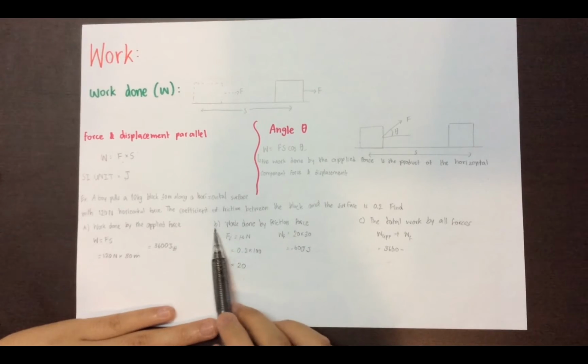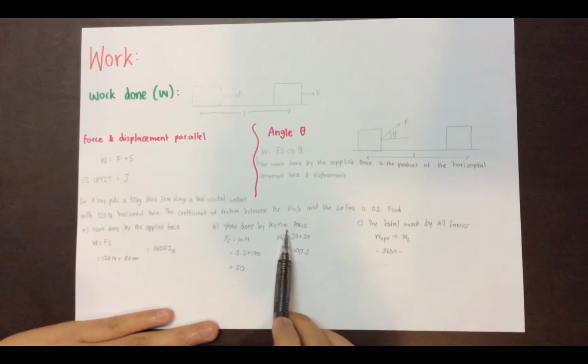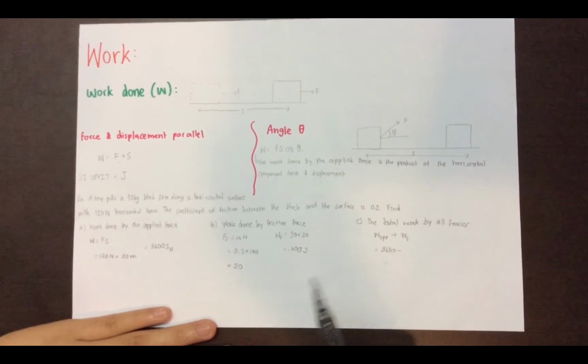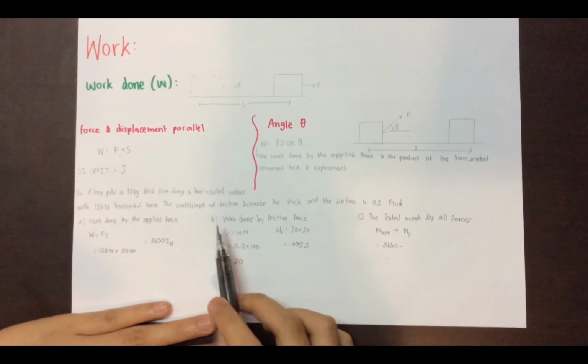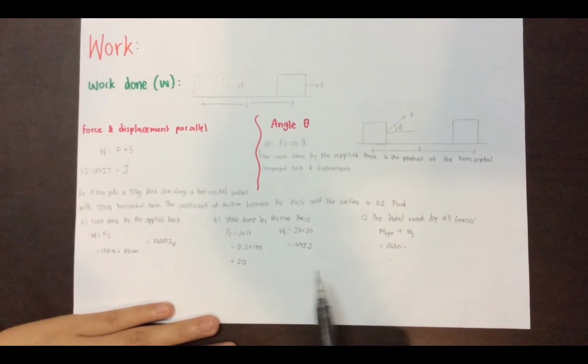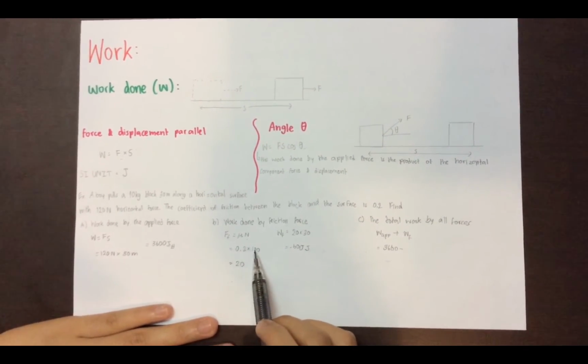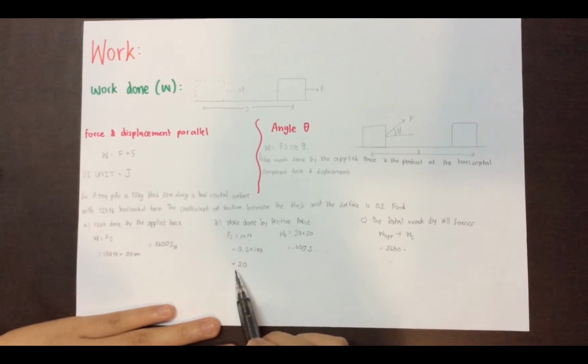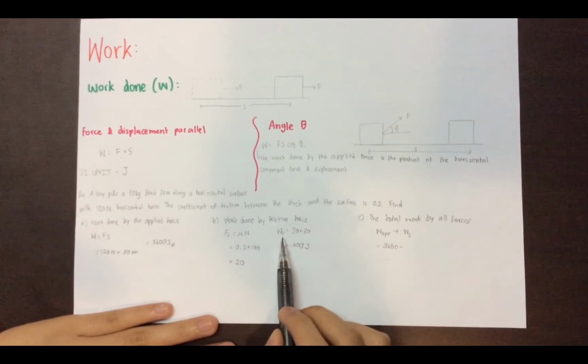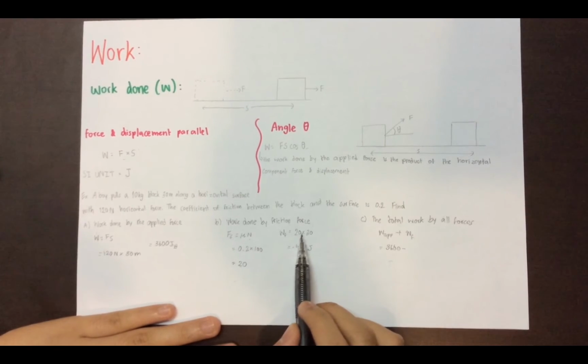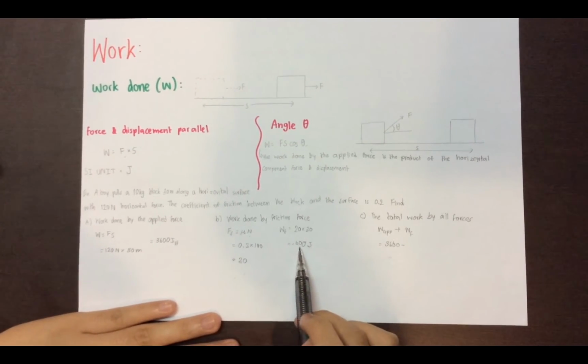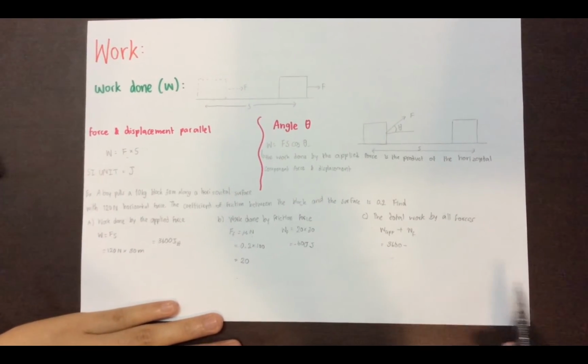Second, we need to find the work done by the friction force. First we need to find the friction force. Friction equals mu N, so it will be 0.2 times 100, and we get 20. Then we find the work done: 20 times 30. We get negative 600 joules because it's a friction force.